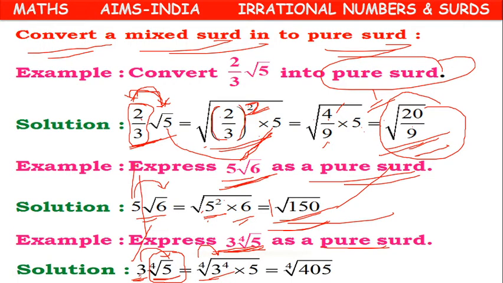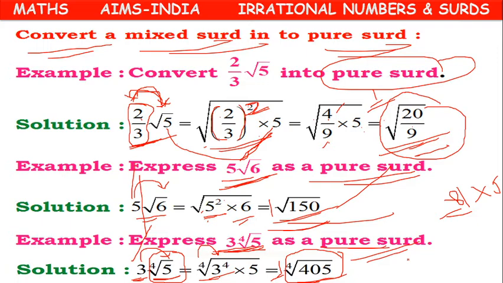If it goes into the 4th root, the power 4 will come. So 3 will be turned into 3 power 4. 3 power 4, what is the value? 81. 3 into 3 into 3 into 3, 81. 81 into 5, how much? 405. 4th root of 405. So it is a surd. What is the multiple now? Nothing, means 1. So it is a pure surd.